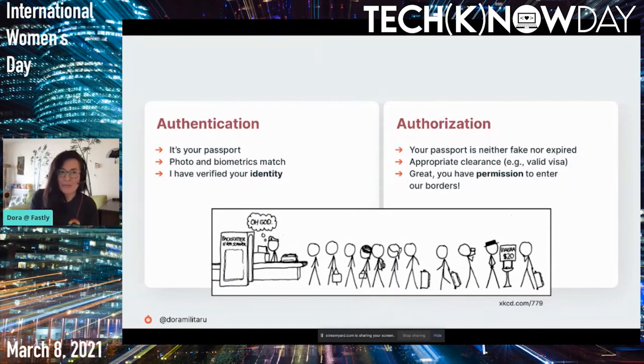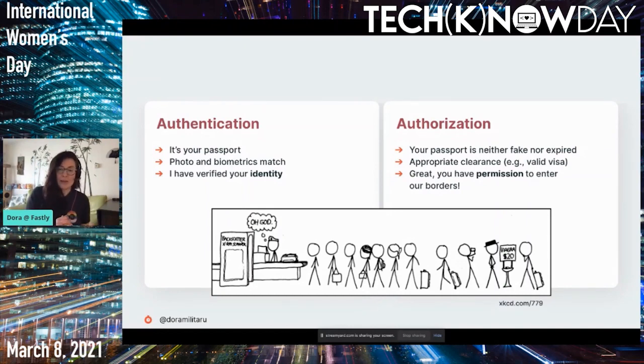So I'm going to use a metaphor here. Take, for example, international travel, something that we probably haven't done very much lately. If we were to consider authorization in the context of international travel, this would mean that, okay, you have a passport. It's neither fake nor expired. You have appropriate clearance for what you're trying to do, for example, a valid visa to enter a country. Great, you have permission to enter our borders.